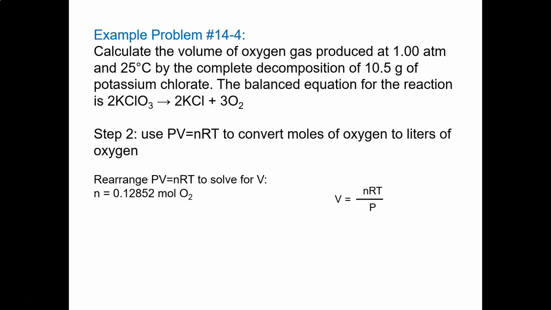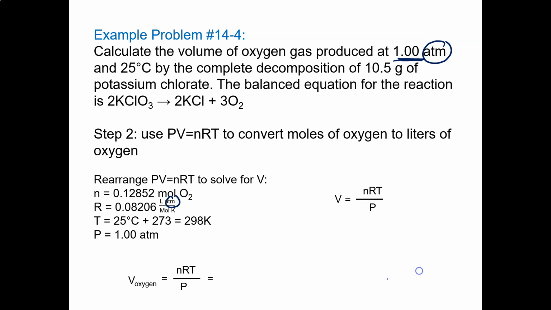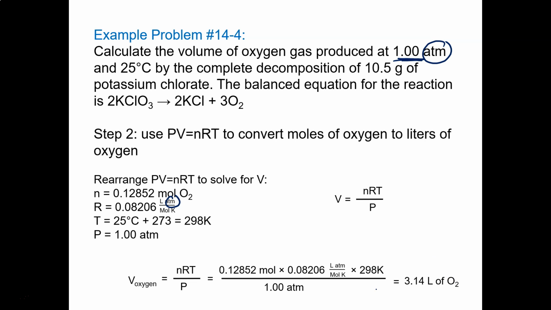n is what we just solved in step number 1. R, I've chosen this particular one because the unit has atm in it, and our pressure has atm in the question. T is just 25 degrees Celsius converted to Kelvin. P is what was given to us here. So I'm going to plug everything into the equation, and that should give me 3.14 liters of O2.